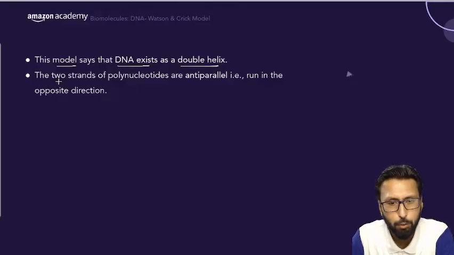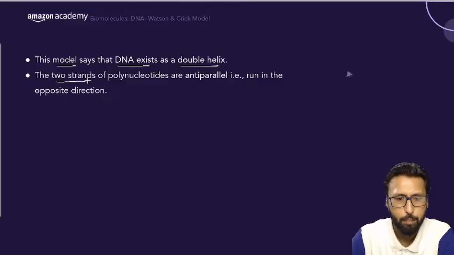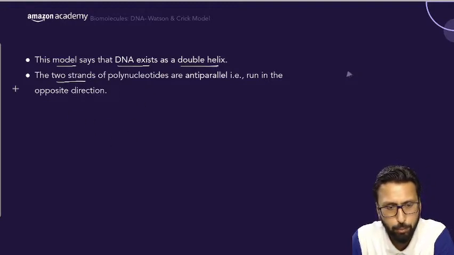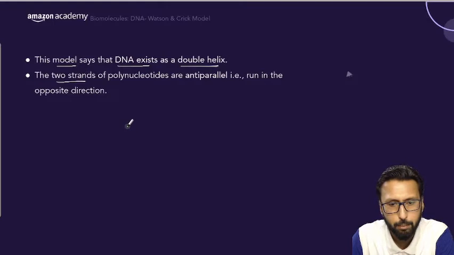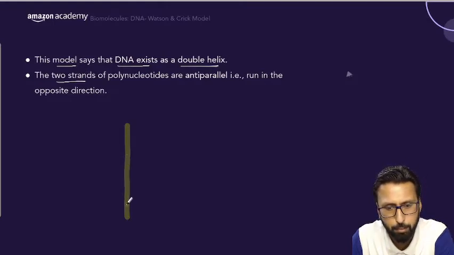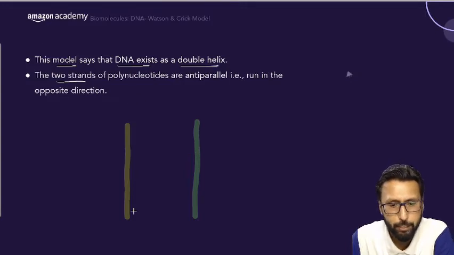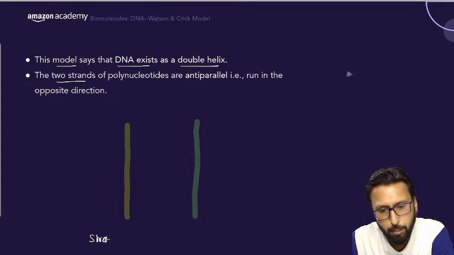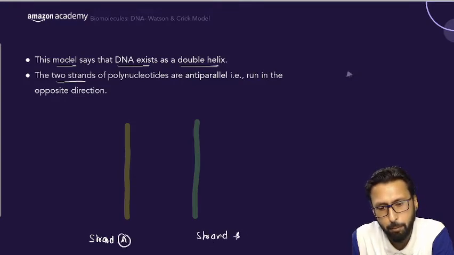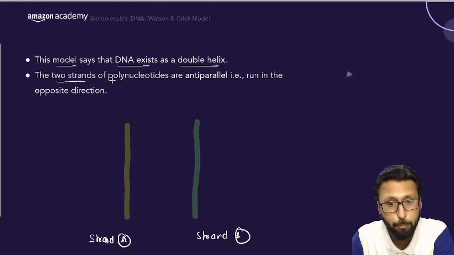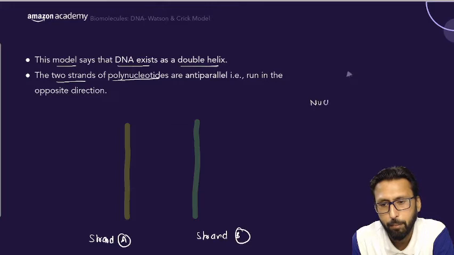Now if we just uncoil these two strands, suppose this is one strand. Let me just draw it, one strand, like this, and let me make a second strand like this. These are two different strands. Suppose this is strand A and this is strand B. So these two strands are polynucleotides, meaning each strand is a polymer of nucleotides. I hope you know what nucleotides are.